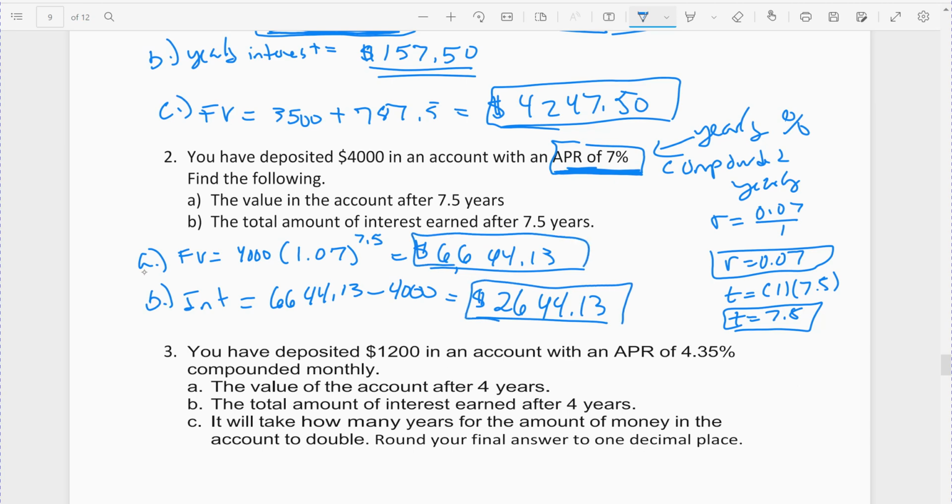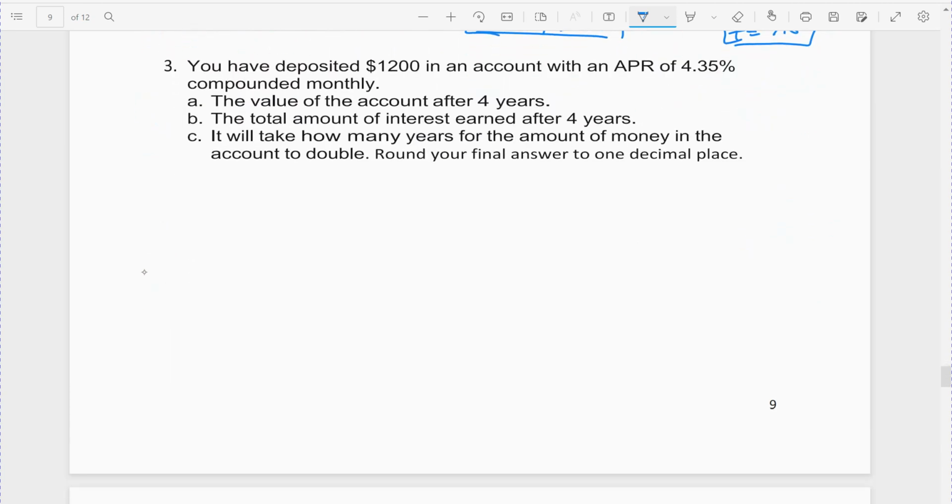Next example. You've deposited $1,200 into an account with an APR of 4.35% compounded monthly. This time, you take your annual percentage rate and break it down every month. So n is 12. We divide the annual rate by 12 months, so we reinvest at the monthly interest rate. We need to find the value of the investment after 4 years, the total amount of interest earned, and how many years it will take for the amount to double, the doubling time.